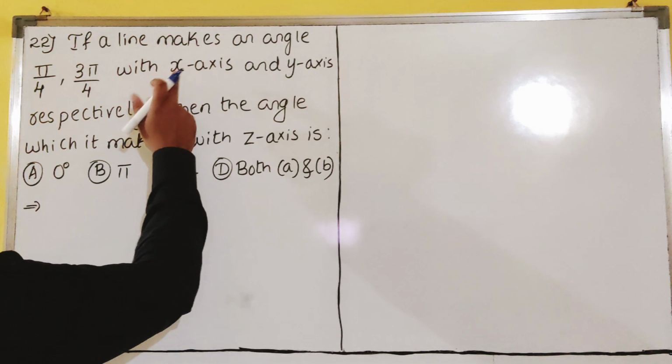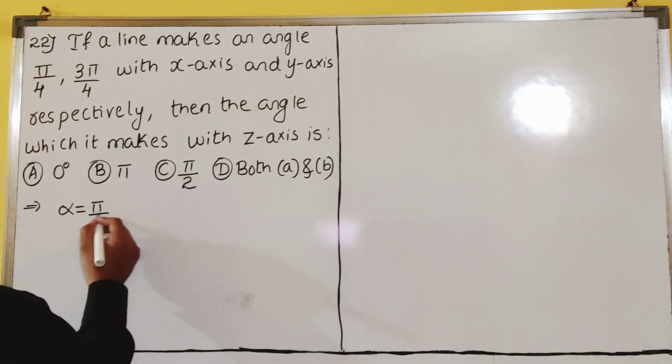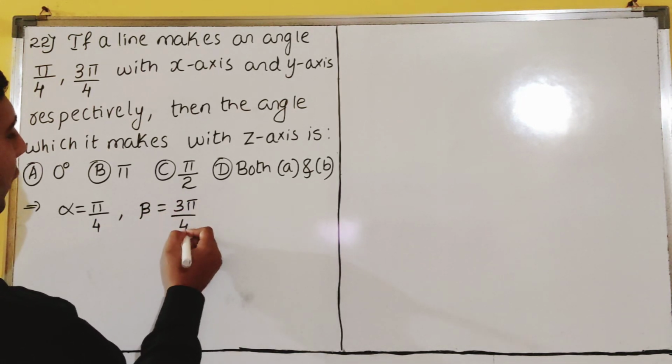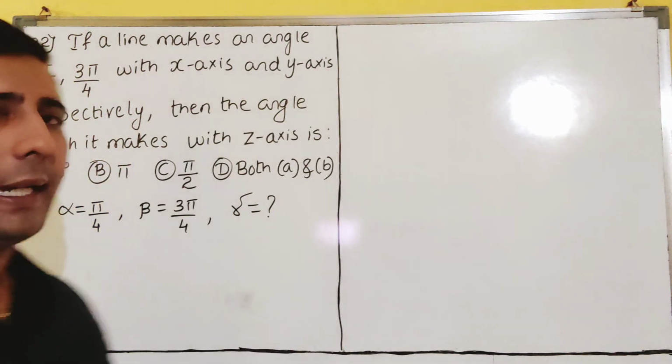That is pi by 4. That is the x axis. In general you will take it as alpha. Alpha is pi by 4, and beta is 3 pi by 4. So gamma we have to find, dear students. The z axis we will take as gamma.